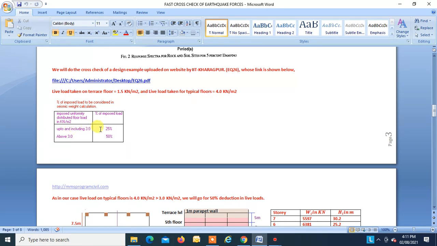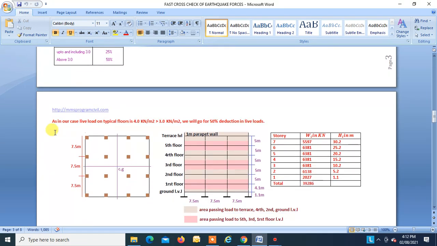Then the percentage of imposed load to be taken in the calculation of seismic weight should be 25%, and if it is above 3 kN per square meter, then the percentage of imposed load to be considered in calculation of seismic weight should be 50%. As in our case, live load on the typical floor is 4 kN per square meter, greater than 3 kN per square meter as shown in Table 8, we will have to go for a 50% reduction in the live load.